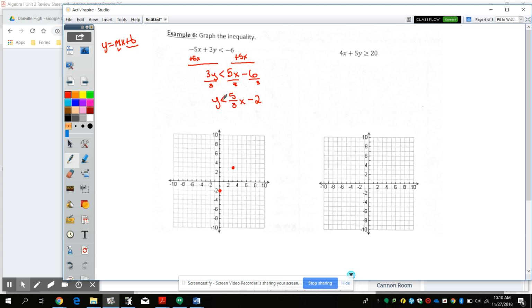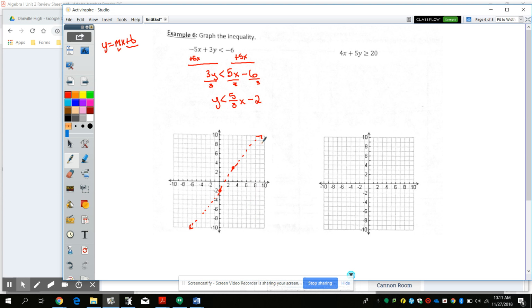Now, if it's a less than sign or a greater than sign, it will be a dashed line. So I need to put a dashed line in here. Okay. And then I need to pick a side to shade. Now we're going to shade the side, and since it's less than, that usually means you're going to shade below the line. And I believe that's always true.